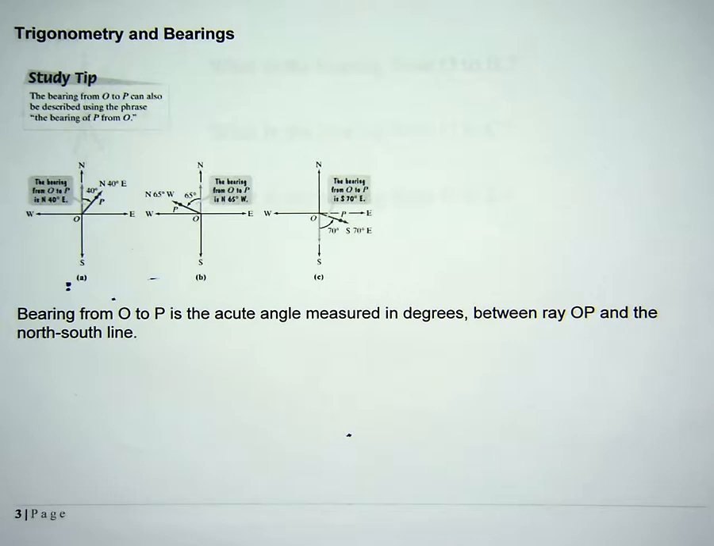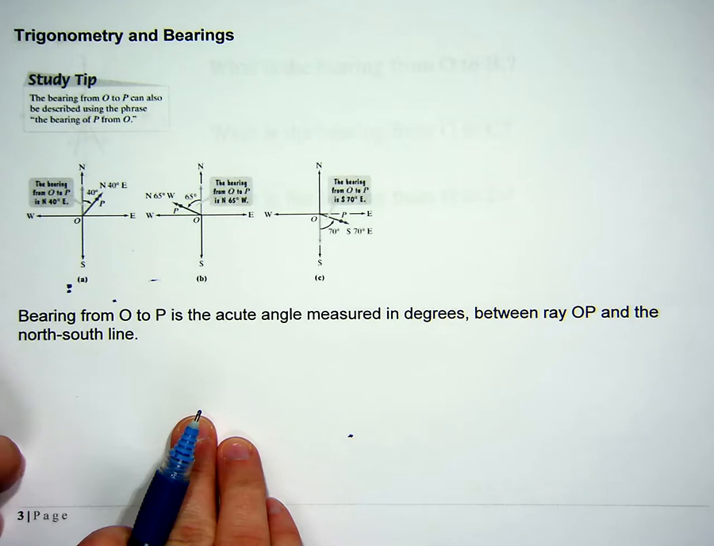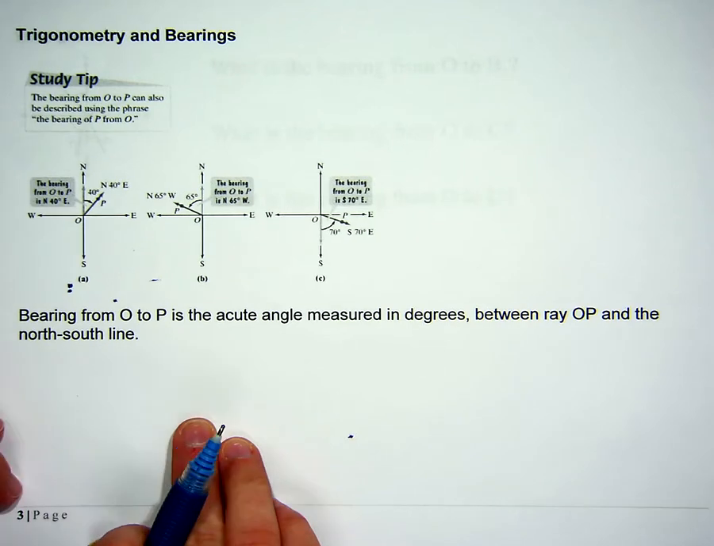Let's talk about bearings. A bearing is the angle from your ray to the north-south line. Oh goodness, what am I looking for? Your directions. There you go, directions. Okay, now, first of all, let's look at this one.